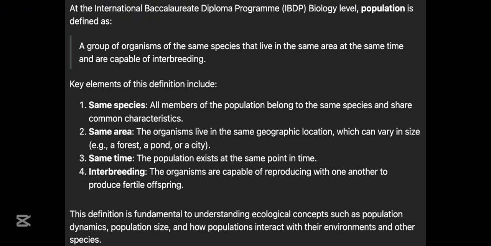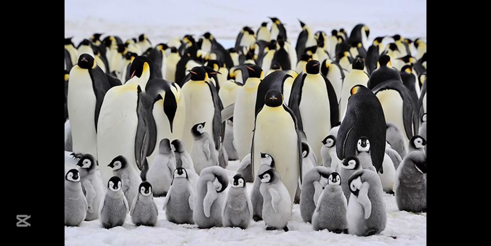Exactly. And generally, they're reproductively isolated from other similar groups. Okay, so they're kind of like their own little breeding unit. Precisely. And a great example from our sources is the emperor penguins in Antarctica. Oh yeah, those adorable waddling birds. Right. They live in this really specific, harsh environment, and they primarily breed with other emperor penguins in that same area. So they're geographically isolated, and that kind of keeps them as a distinct breeding population. Exactly. It's this combination of sharing space, interaction, and the ability to interbreed that makes it a true population in the ecological sense. Got it.